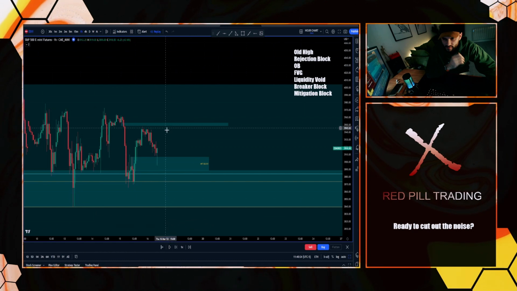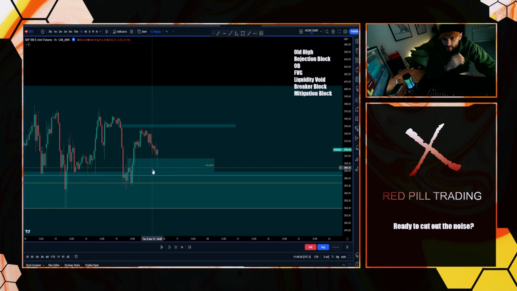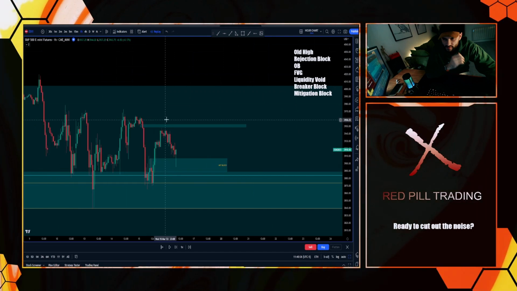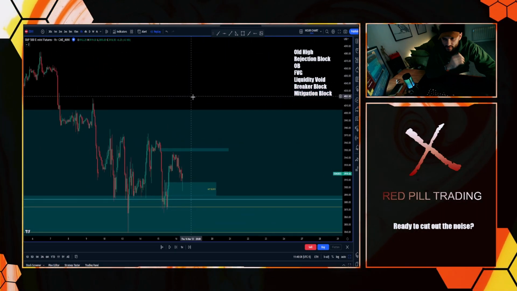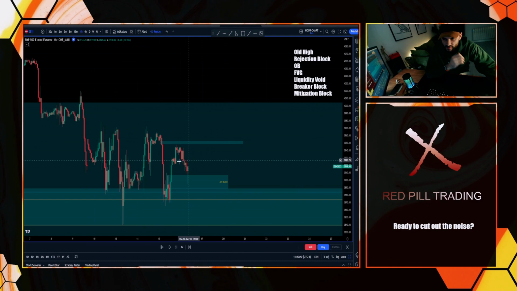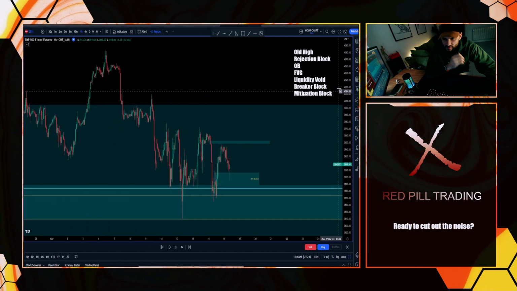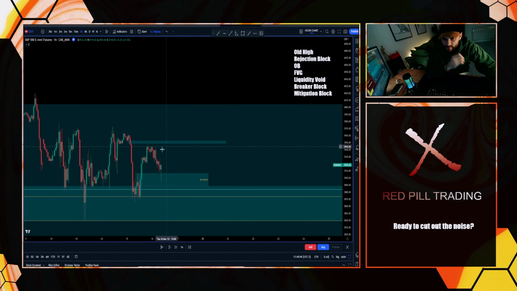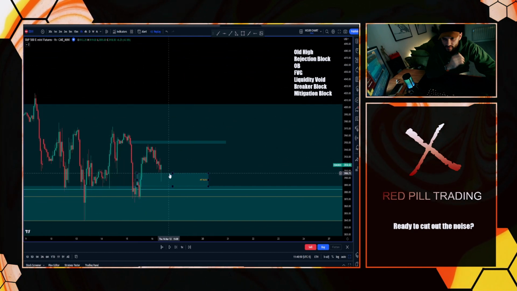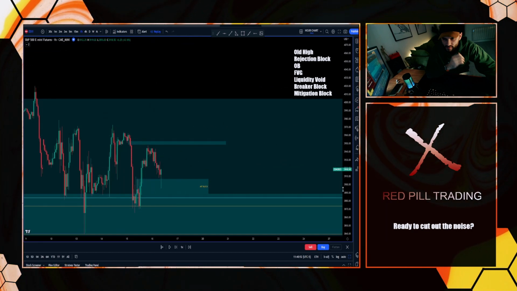Bingo. What are we in? We're inside that mitigation block. Now, this is where I would be looking for entries on a lower time frame. For the context of this right now, I want to use this as a range that we're working inside, because we're just going to capitalize on this day. We're just going to use this day as an example.